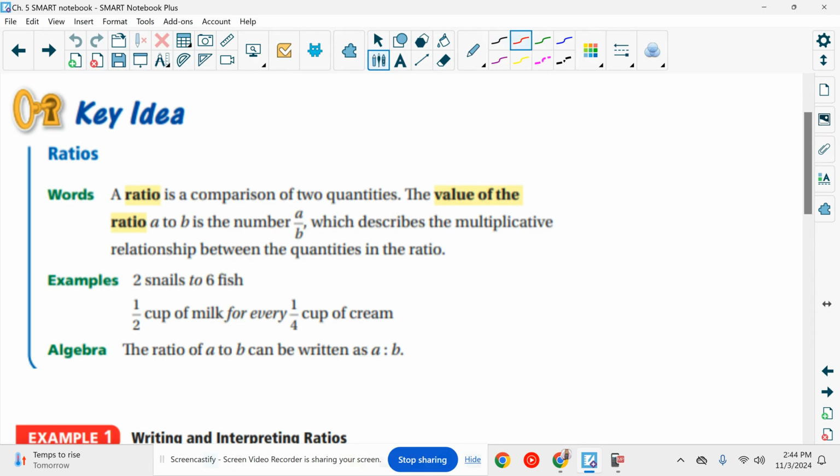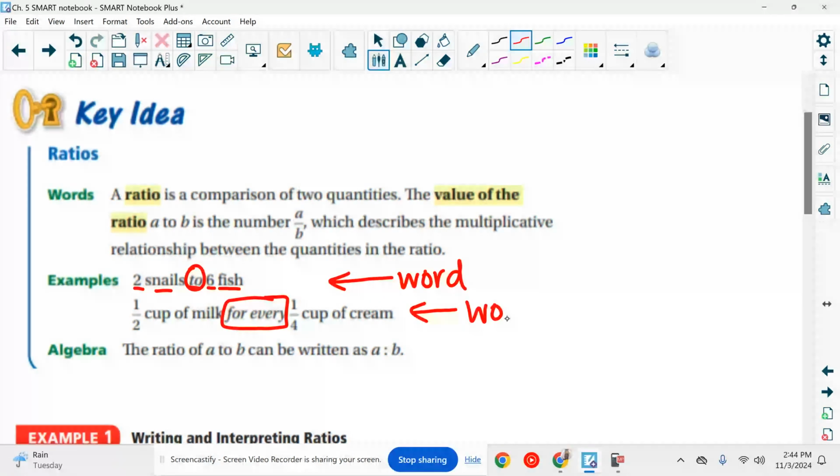So the first one, we have 2 snails to 6 fish. This is our word form. We can write ratios in word form using the keyword to. That's our comparison right there. The next example says we have half a cup of milk for every 1/4 cup of cream. That's also for every. It's still our word form. So there's one form right there.